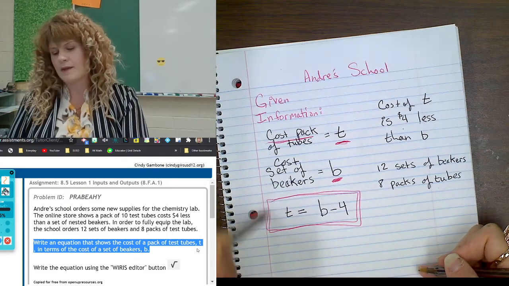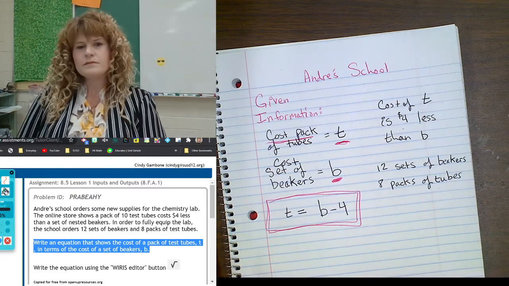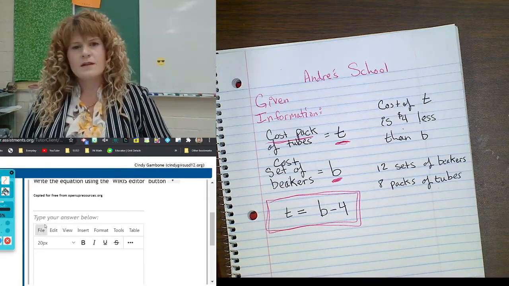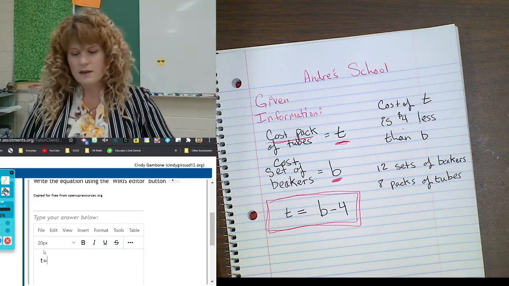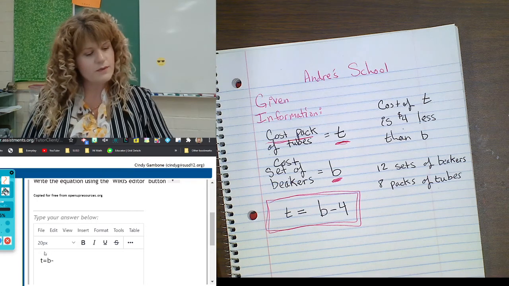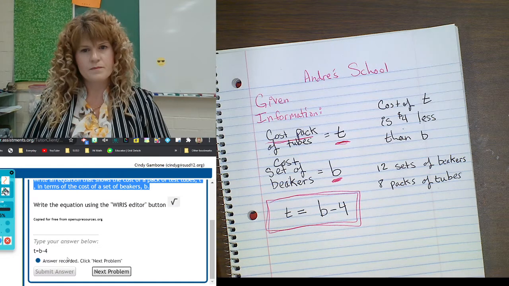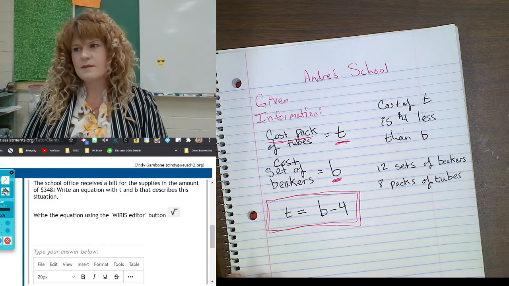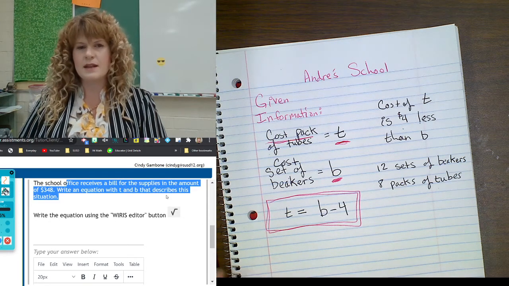There's the first equation. Bam. You can copy me. This one was a review and it's a little hard. You can copy me. Type your answer below. So that's T equals B minus 4. That's my first equation. Submit it.